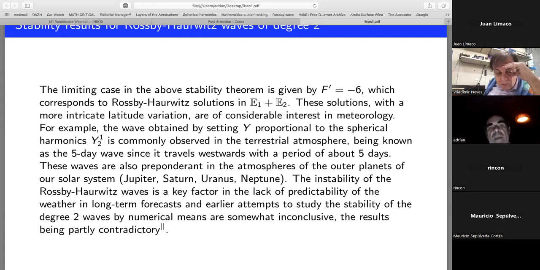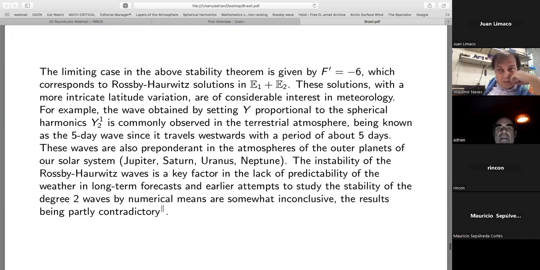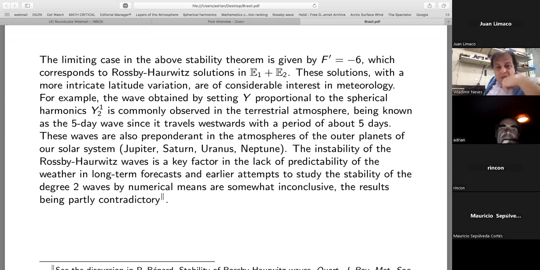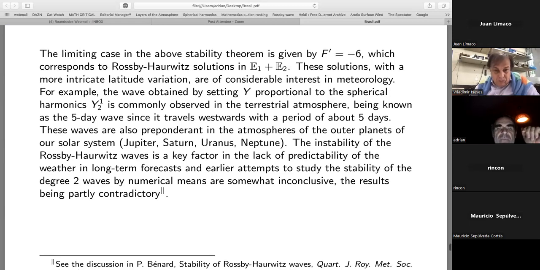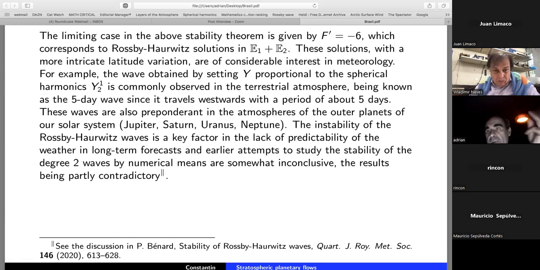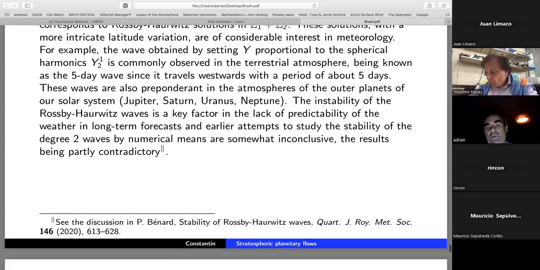So these waves have a notation, yes. There is an interesting question: is the degree 2 Rossby-Hurwitz wave stable or not stable? This doesn't work with Arnold's method, and the numerical evidence is very complicated and conflicting. There are recent papers, a survey paper from 3 years ago, where they explained that different people reach different conclusions. Some said it's stable, some said it's not stable.